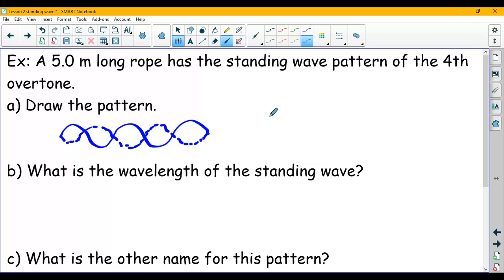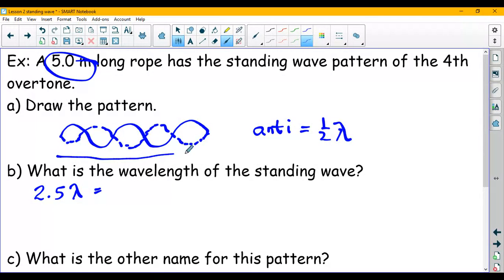Now remember, each of those loops or antinodes is a half a wavelength long, which means if I look at this whole thing, that's a half, plus another makes 1, plus another makes 1.5, plus another makes 2, plus another makes 2.5 wavelengths long. So that means my pattern is 2.5 wavelengths long, and it fits in 5 meters, because it's basically saying this whole thing is also 5 meters, right? That's what the question is telling me.